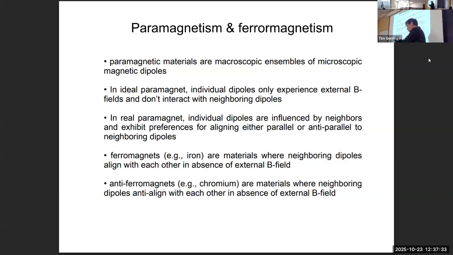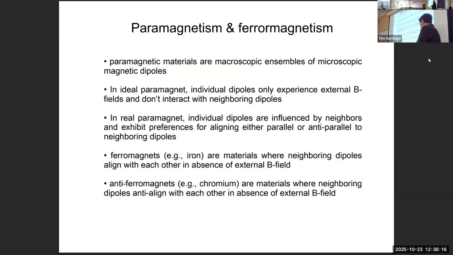In what we call an ideal paramagnetic material, the microscopic dipole moments of the material would interact with the surrounding magnetic field, an external magnetic field, but they don't interact with each other. Their interactions with each other are too weak. In a real paramagnetic material, those dipole moments would interact with external magnetic fields, be influenced by them, but they would also interact with each other. And that's what we're going to focus on in today's class.